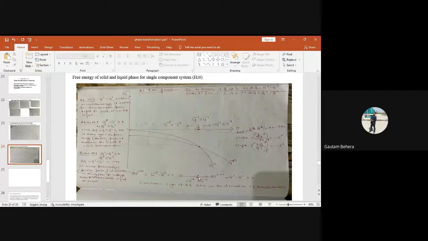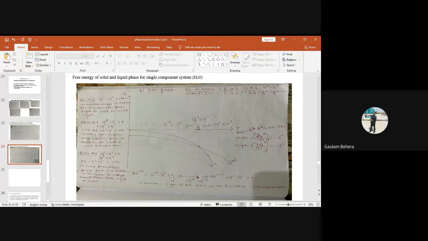So you can see at this point, GS is equal to GL. Free energy of solid is equal to free energy of liquid. So below this melting point, you can see delta G, that is GS minus GL, is negative, right? Why is this negative? Because free energy of solid is less than free energy of liquid, right? So that's why GS minus GL will be a negative value, right?